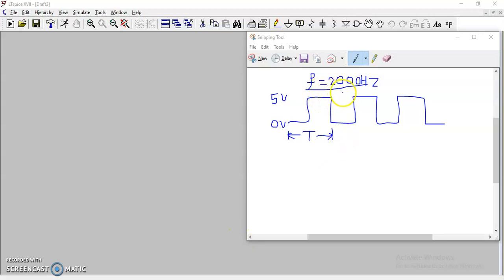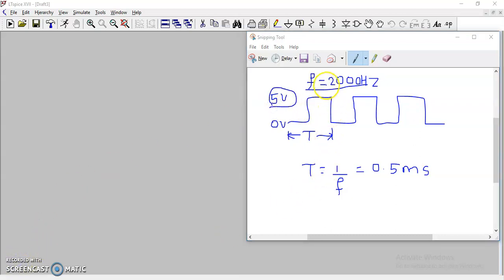In this video, we will see how to generate a square wave of frequency 2000 Hertz. Here capital T is the time period of the square wave, which is calculated as T is equal to 1 divided by the frequency, which is equal to 0.5 millisecond. This is the time period of the given square wave, where its maximum voltage is 5.